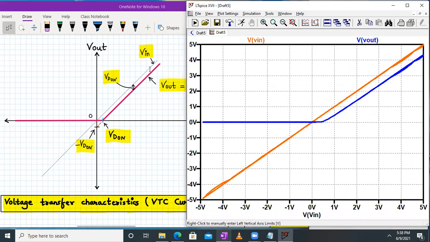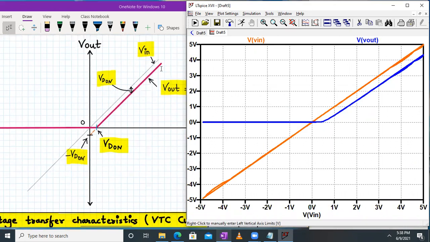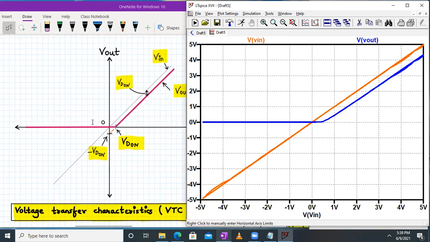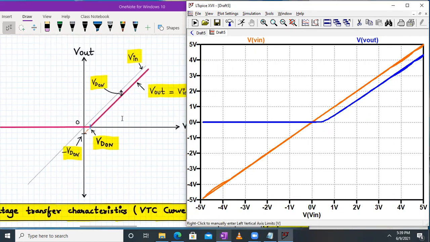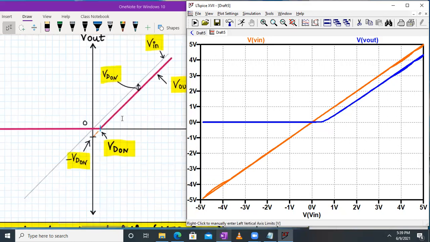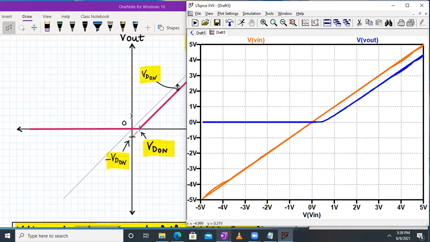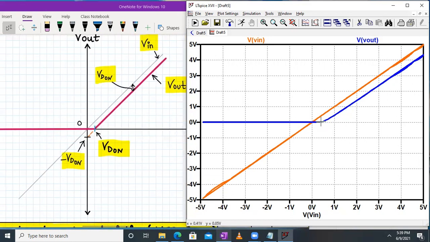So here you see this is V in and V out. This is the V in curve. So as you can see, this orange color curve over here is nothing but this gray color curve over here. And as you can see, the output is exactly the way it has been shown over here. Right, magenta color is the output, and here the blue color is the output. So this level will be close to VD on level.